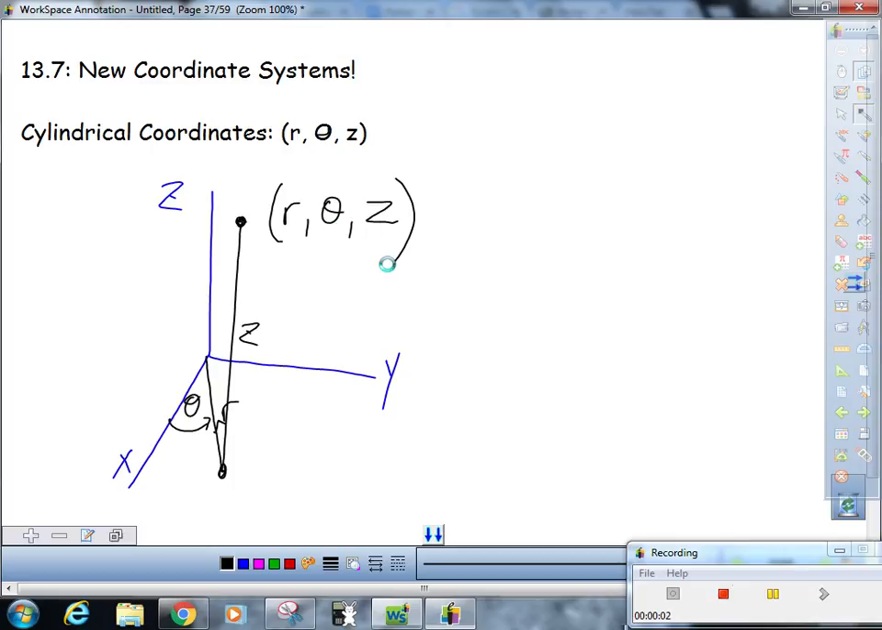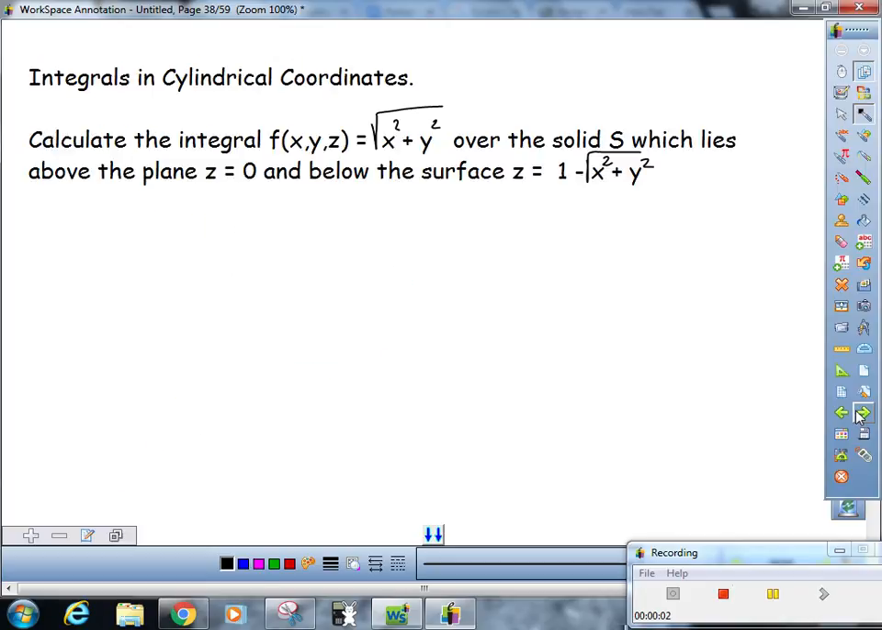Just like polars, it gets weird when R is negative. You know, so you just got to watch out for this. I will tell you we won't use this that much. Okay? It's most useful for cylinders. Okay? Also, kind of useful for cones. So here's an example of when you might use it.